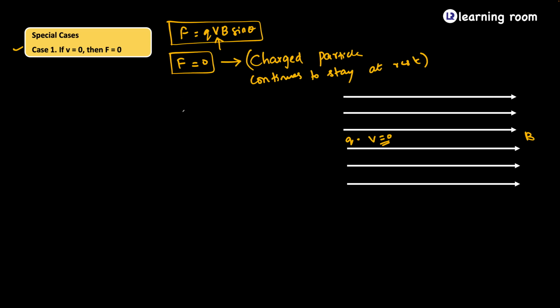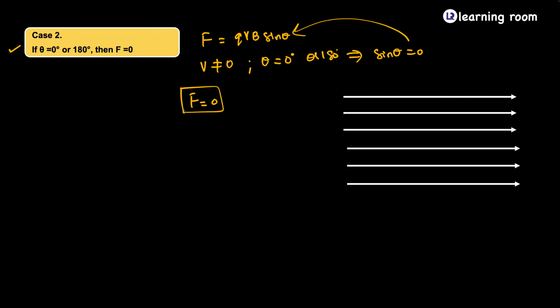Here is where an important question comes. In the previous case also I told it is 0, and I told that the charged particle continues to stay at rest. Here also the force is 0. So can I conclude that the charged particle is still going to stay at rest? This is what we need to be careful about. One biggest mistake is that when we see force is equal to 0, we start assuming that the particle is always at rest. Not necessary.